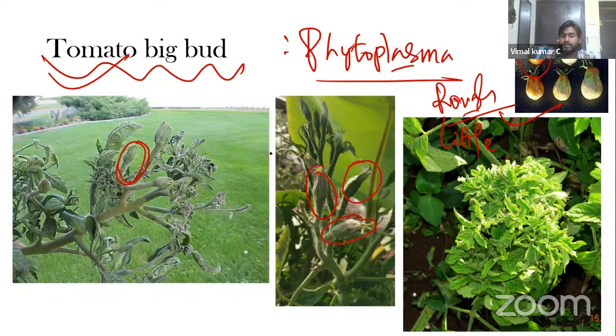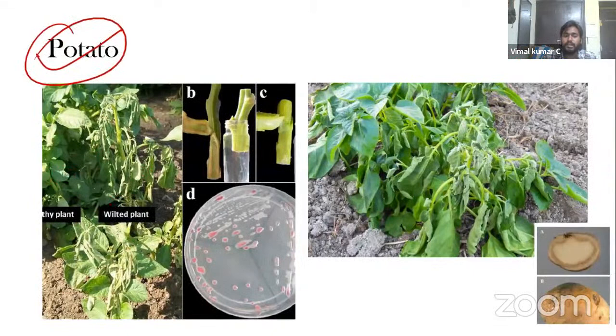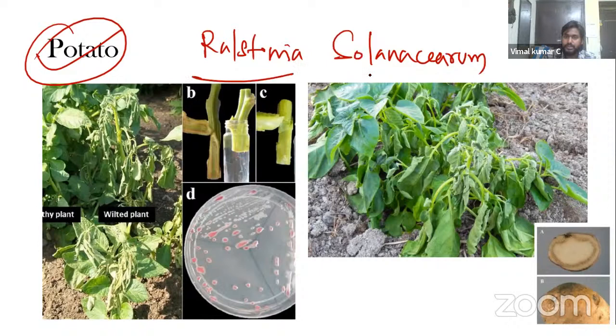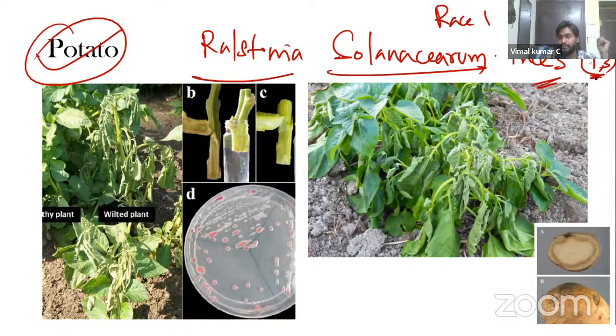Then coming to potato. The same thing we have seen in tomato, that is Ralstonia solanacearum, right? So the same pathogen. Here the potato can be infected by either race 1 or specifically race 3. Here the biovar 1, 2, 3 can be there. Here the biovar is either 1 or 3. So this is the combination by which the pathogen can infect the potato.